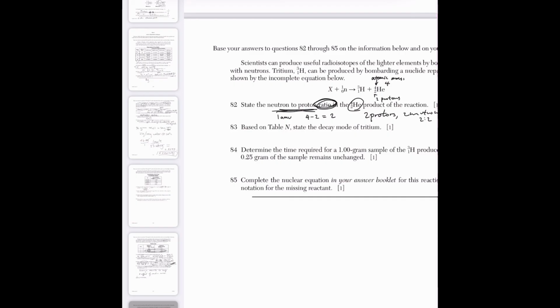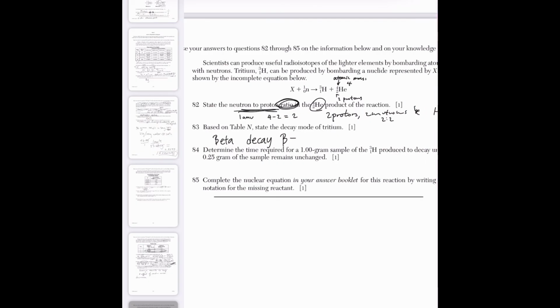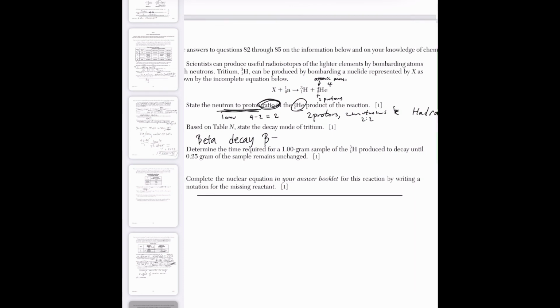Based on Table N, state the decay mode of tritium. I don't have the reference table right now. I have it now. So you would look to page 6 of your reference table for the decay mode of tritium, which is just H with a 3, hydrogen 3. And you will find that it has beta decay, like this symbol.